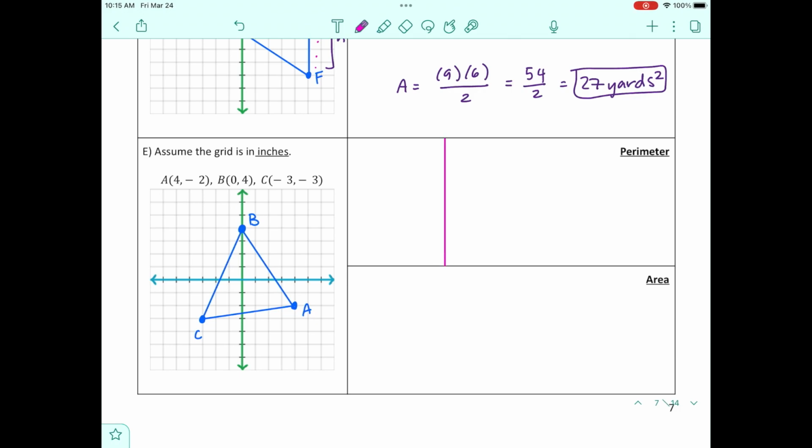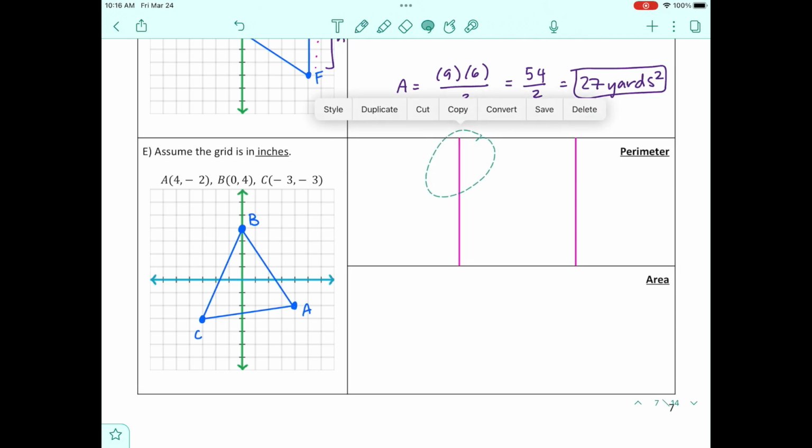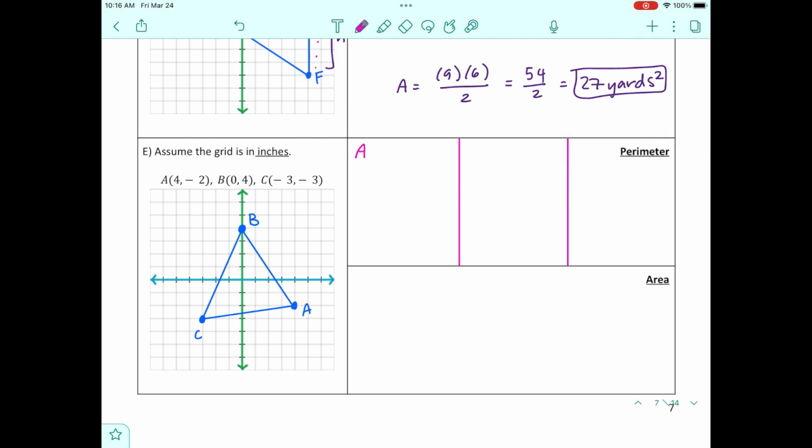We're not going to freak out. I think I'm going to split the perimeter box into 2 sections just to help keep it a little more organized, because we do have to find the value of AB, BC, and AC. So we're getting a lot of practice with that distance formula.